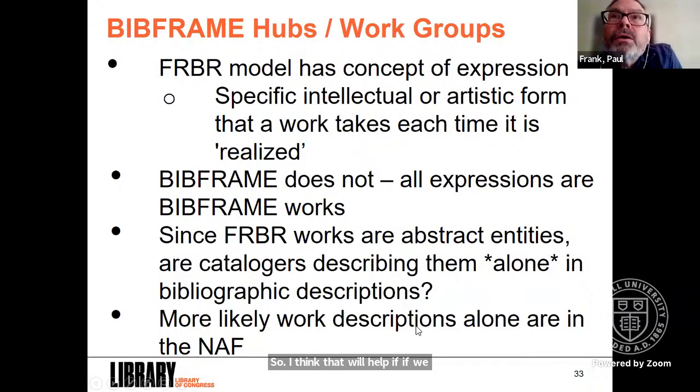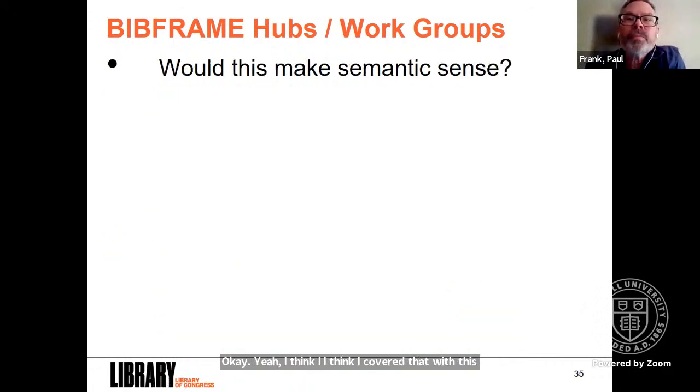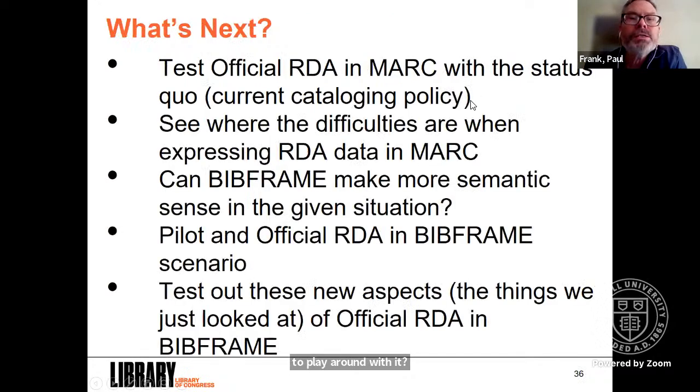So I think that will help if we can elevate the RDA expressions and works to the level of work hub in BibFrame. You can make the bridge from thinking, oh, well, I would have done this in the authority file in MARC, but now I can do this at the hub level in BibFrame. So that could help with resolving that conflict between the modeling. Okay, yeah, I think I covered that with this slide. Now, would that make semantic sense? I don't know. We need to play around with it. We need to experiment and see where things go.